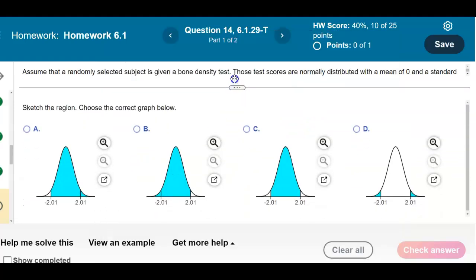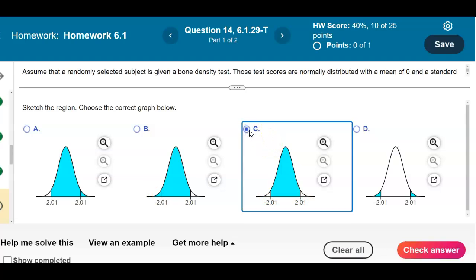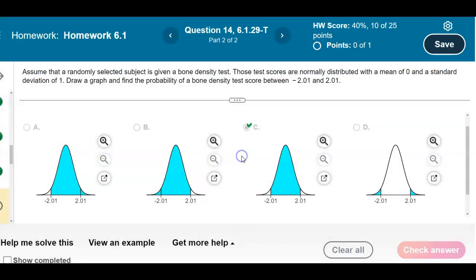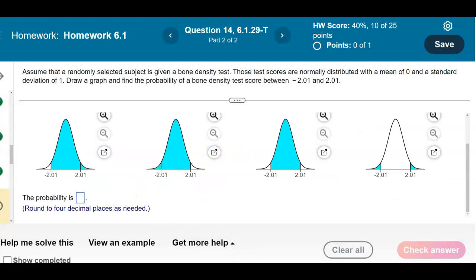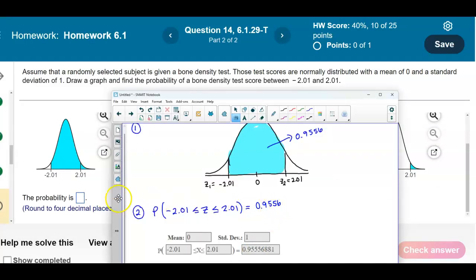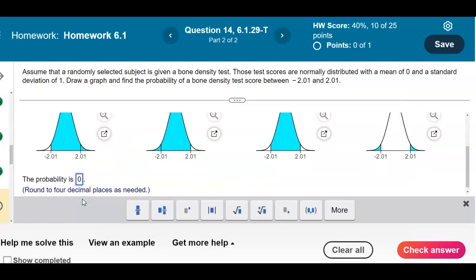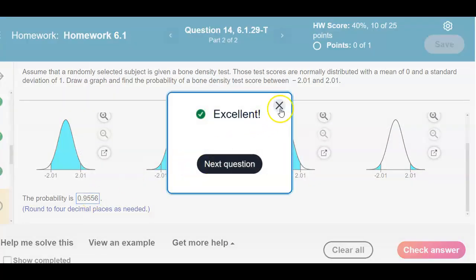So the first thing is we have to identify the sketch. Well, you can see here it's not the first one because this goes too far. This one goes too far left. Looks like it's C because this is what is in between. So we're going to select C. There's our answer. Okay, now we're going to put in the probability. Now again, the probability is 0.9556, and that gives us our answer.